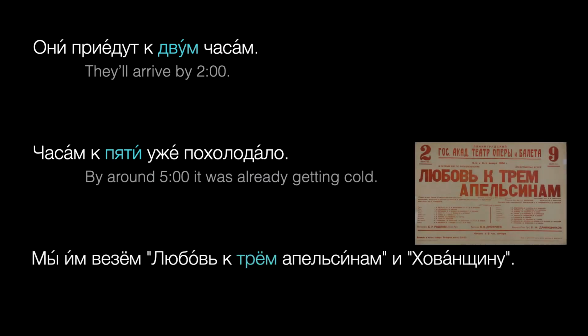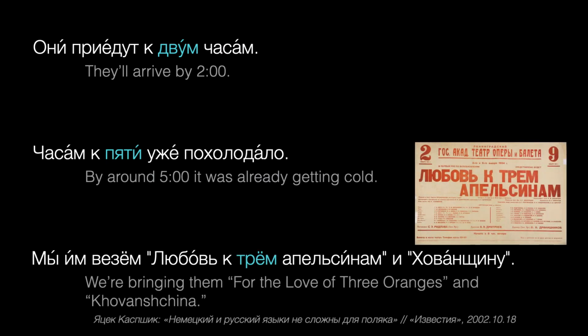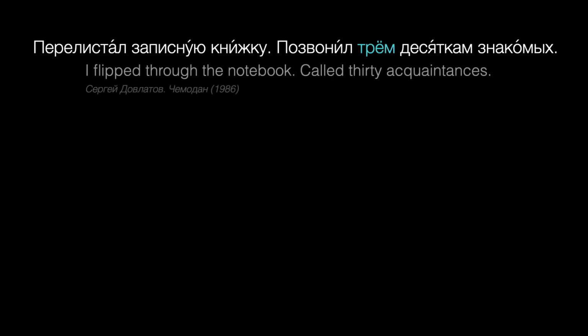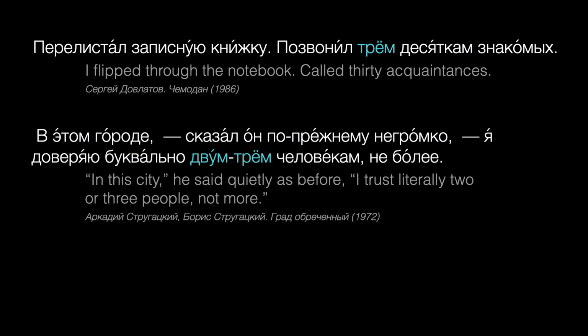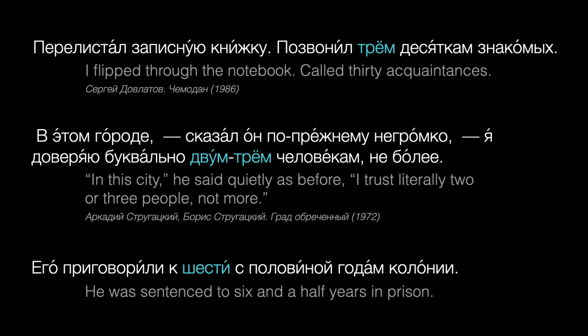Now let's look at some examples in context. Они приедут к 2 часам. Часам к 5 уже похолодало. Мы им везем любовь к 3 апельсинам и хованщину. Перелистал записную книжку, позвонил 3 десяткам знакомых. В этом городе, сказал он по-прежнему негромко, я доверяю буквально 2-3 человекам, не более. Его приговорили к 6,5 годам колонии.